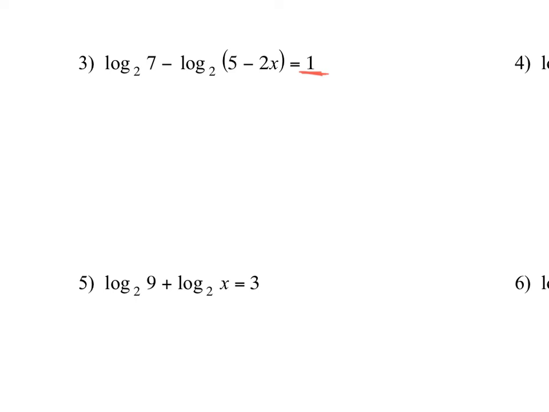So I'm going to rewrite this left side as log base 2 of 7 divided by 5 minus 2x equals 1. Now I'm going to take this and write this in exponential form. So I have 2 to the first power equals 7 divided by 5 minus 2x. And from here, I'm just going to solve. So I'm going to multiply both sides by 5 minus 2x.